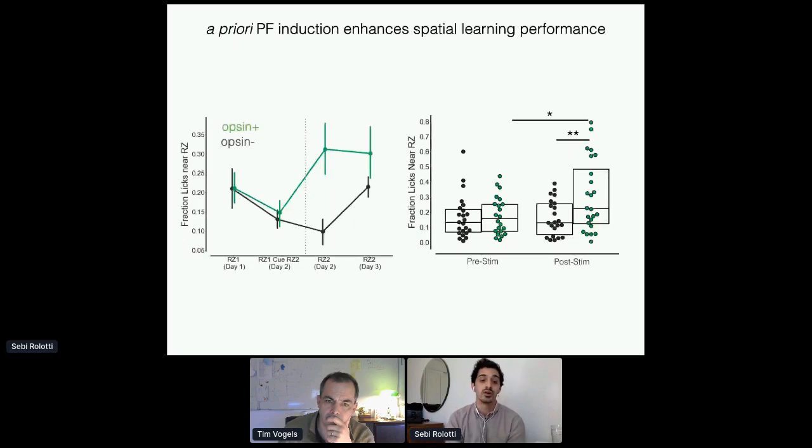At right, when we merge the sessions for each conditioning group, this clearly demonstrates a specific performance boost for the opsin positive group after the induction protocol. In data I don't have time to show, this seems to be due to differences in learning rates. And together, this all suggests that preferential place field formation is enough to causally impact spatial navigation behaviors.